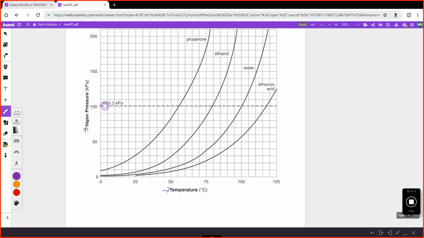And if I took this line, which tells me what normal pressure is, and I bring it over to water, what do I find? I find that the boiling point of water is 100 degrees Celsius. So the temperatures I like to look at as the new boiling point at various vapor pressures.